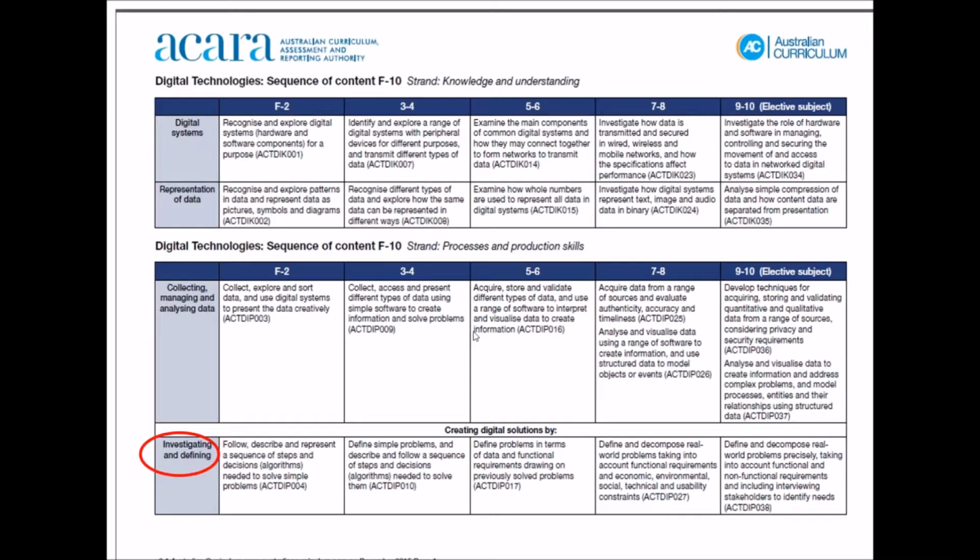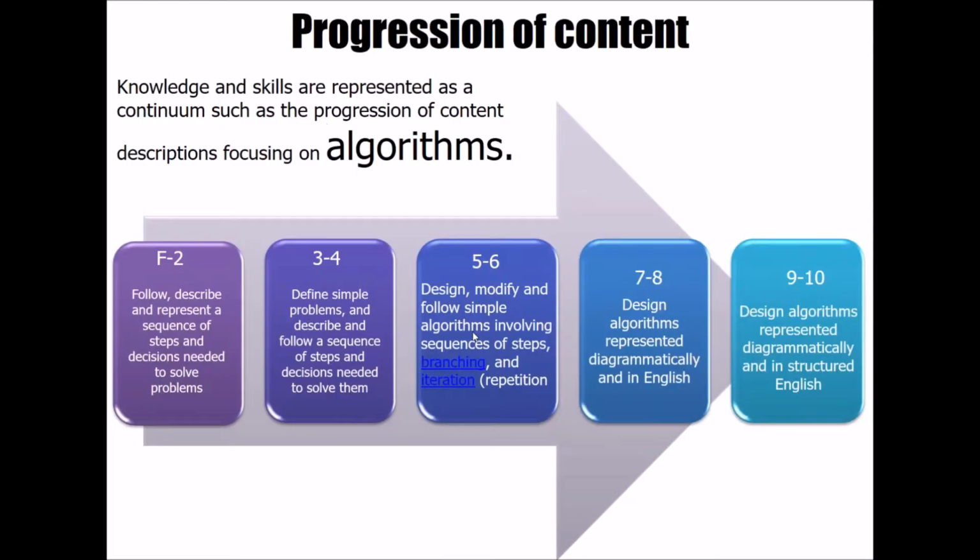So let's have a look at what happens or should have happened in F to 2. And the next slide is going to actually demonstrate this. Now, I've just created this sequence. This is a thread of this content description so that you can see what it looks like in the F to 2 as we're progressing. So what is it that makes the next level more complex? We're moving from representing a sequence of steps in F to 2 to defining problems before representing the sequence of steps. Now, there's a progression both in the breadth and the depth. As students progress, they have to do more with more sophisticated techniques.